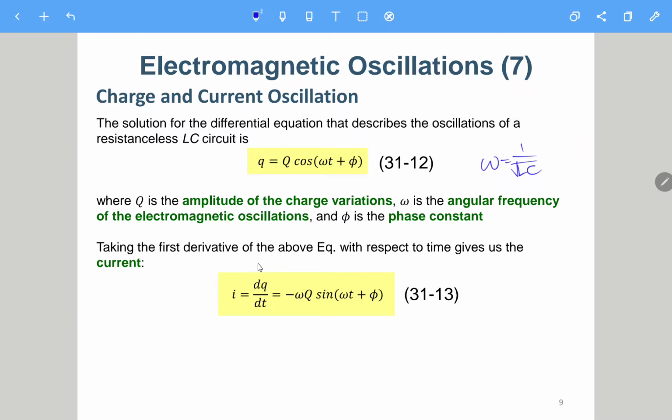So here we can have I equals dq/dt, and then we can just plug in Q here and take the derivative. When we take the derivative, cosine becomes negative sine of omega t plus phi, and for the chain rule, taking the derivative of the inside gives omega. So we have omega Q. So this is the expression of I.